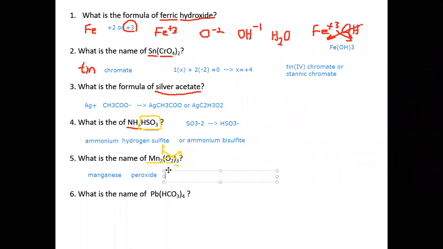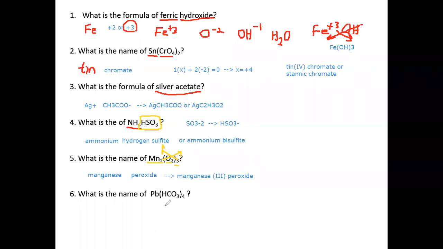So we should write it as manganese(III) peroxide. You have to make sure you include the Roman numeral because manganese can have more than one ionic charge. Now you can't use the common naming for this because manganese has more than 2 charges. It has anywhere from +2 to +7 typically. And so you always have to include the Roman numeral.